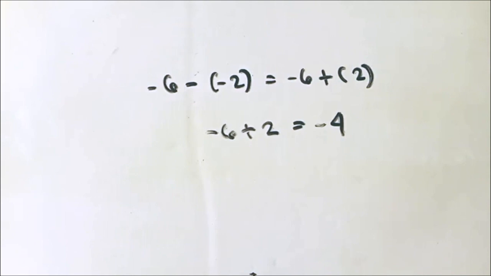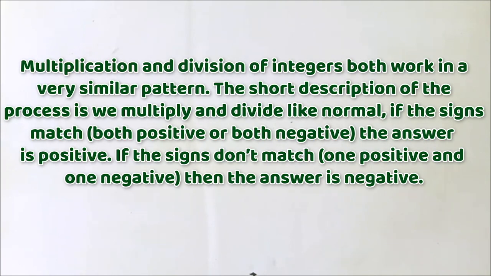That's all for addition and subtraction. Multiplication and division of integers both work in a very similar pattern. The short description of the process is we multiply and divide like normal. If the signs match, which is both positive or both negative, the answer is positive. If the signs don't match, like one is positive and one is negative, then the answer is negative.